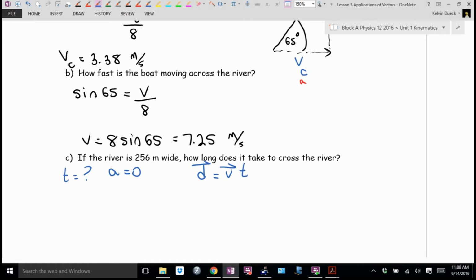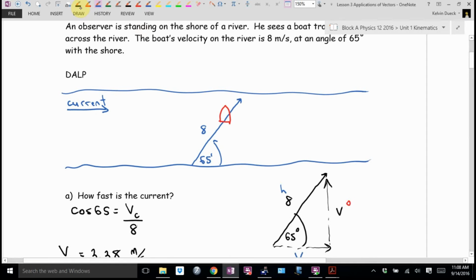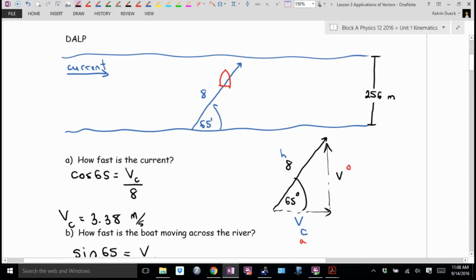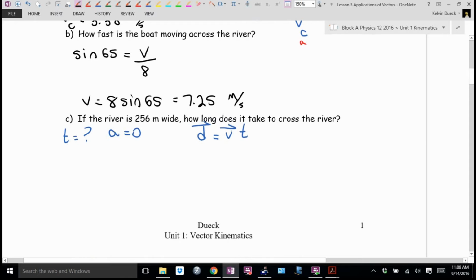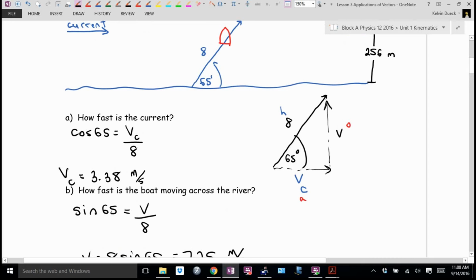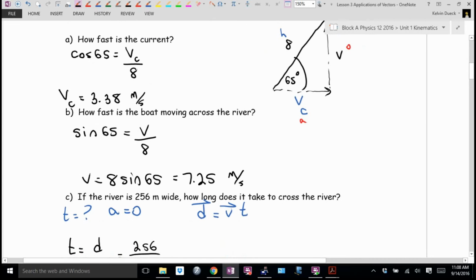Okay. You know what? Let's go draw a little picture here. I guess that 256 is this distance here. Let's add that to our diagram. How would I get the t by itself here? So if I hear you correctly, you're telling me time is going to be d over v. What's the d? The 256. Yep. And here's the magic question. The problem is, I seem to have a 3.38, and I got a 7.25.